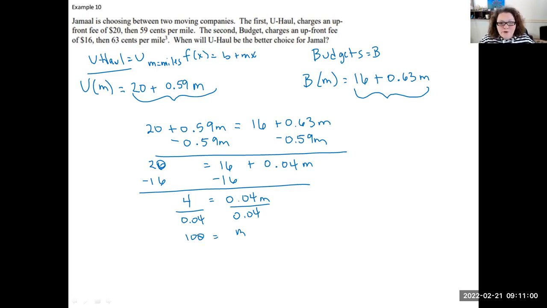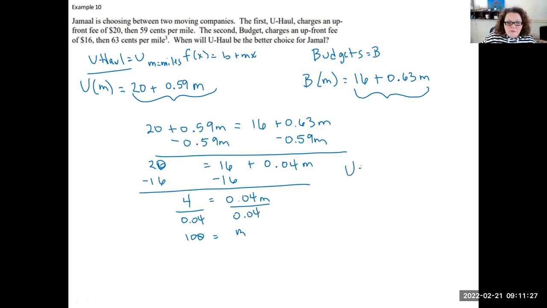That means that if you drove exactly 100 miles, they would be equal in price. But if you're driving less than 100 miles, Budget's the company you want to go for. If you're driving more than 100 miles, Jamal needs to go with U-Haul. The question was, when will U-Haul be a better choice for Jamal?